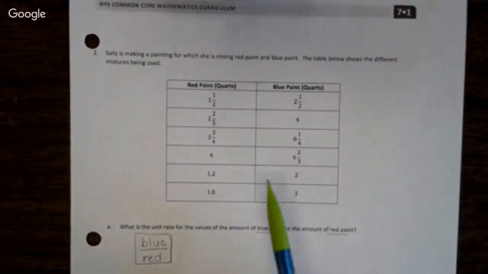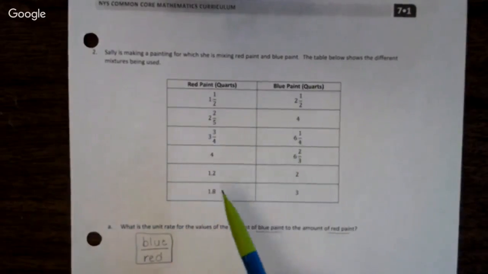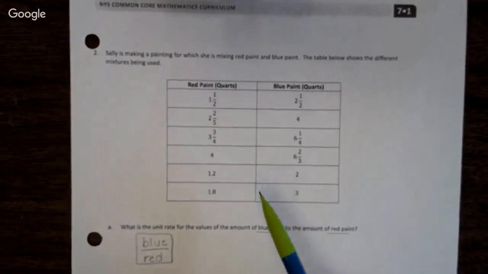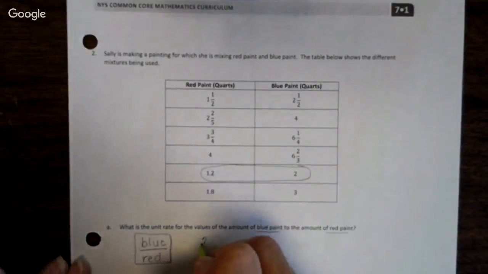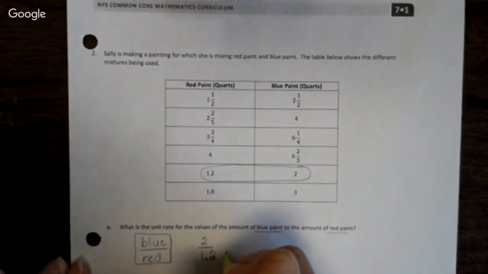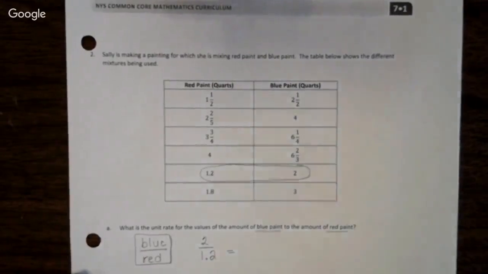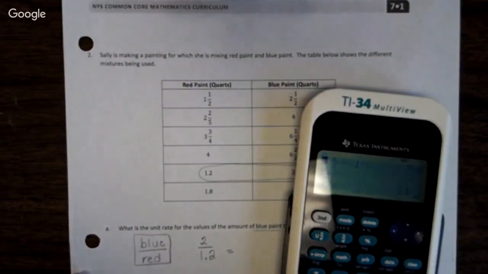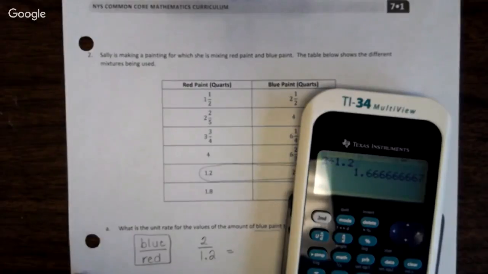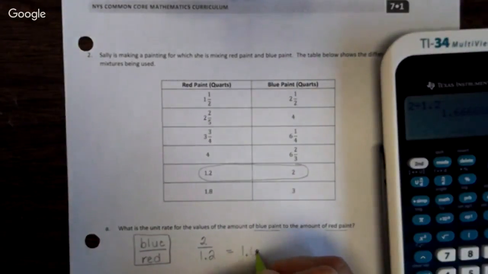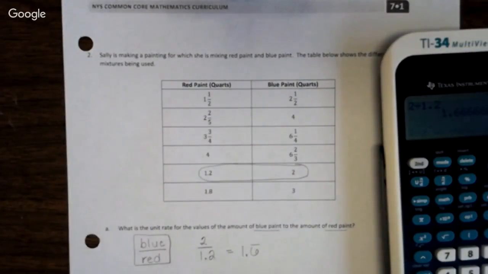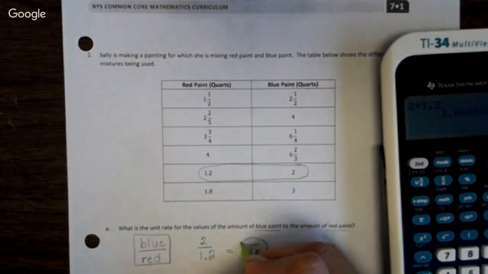We can actually use any of these pairs of numbers. It doesn't matter to me which one we use. So just pick one. Let's say we pick this nice one right here. So blue paint goes on top. Red paint goes on the bottom. I'm going to grab my calculator for this. So 2 divided by 1.2 gives us 1.666666. Okay, that's 1.6 repeating. Remember, the 7 is only there because the calculator rounds it. And that would be our unit rate for blue to red.